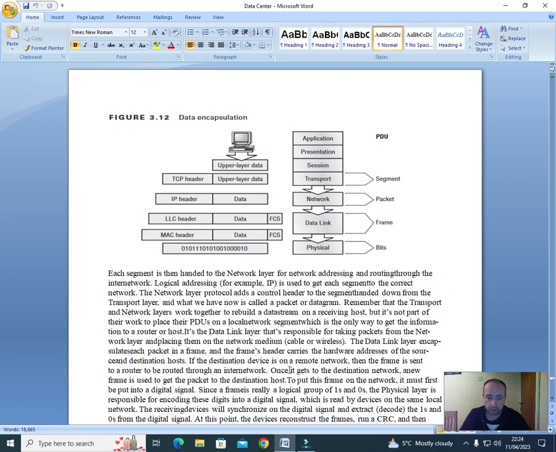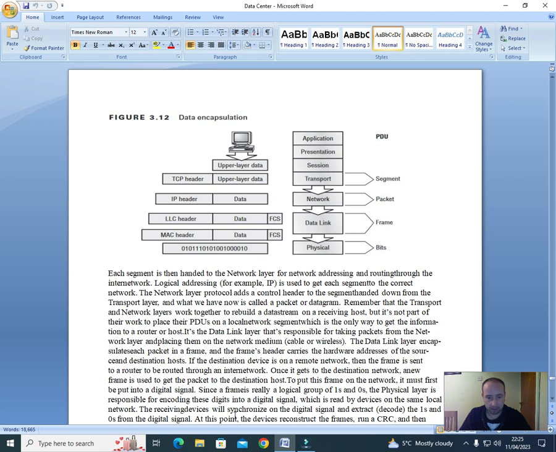If the destination device is on a remote network, then the frame is sent to a router to be routed through an internetwork. Once it gets to the destination network, a new frame is used to get the packet to the destination host. To put this frame on the network, it must first be put into a digital signal. Since the frame is really a logical group of ones and zeros, the physical layer is responsible for encoding these digits into a digital signal, which is read by devices on the same local network.